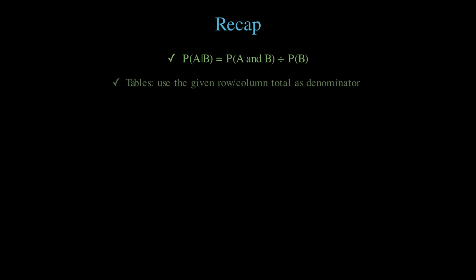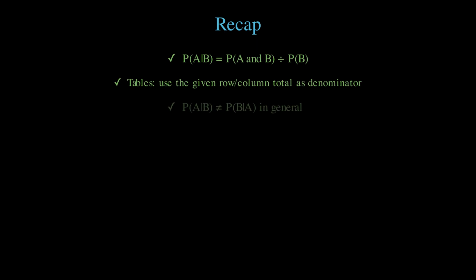Recap. First, probability of A given B is probability of A and B divided by probability of B. Second, on tables, shrink to the given row or column before you form your fraction. Third, never swap A and B unless the question explicitly asks for the reverse conditional, because swapping changes both the numerator story and the denominator universe.